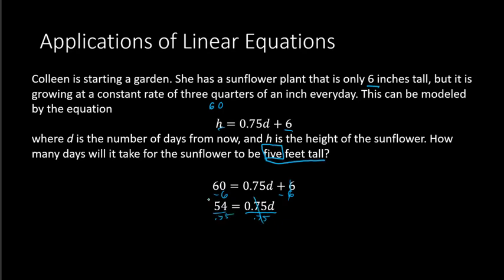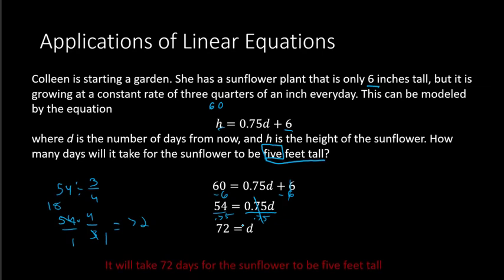You can use a calculator if you want, or do this by hand. The simplest way is to realize that 0.75 is 3/4. So you're dividing by 3/4, which is multiplying by the reciprocal, which is 4/3. Then 54 divided by 3 would give you 1 on the bottom and 18 on the top. Then 18 times 4 would be 72. So when you solve this, d would equal 72, meaning that it will take 72 days for the sunflower to be 5 feet tall.